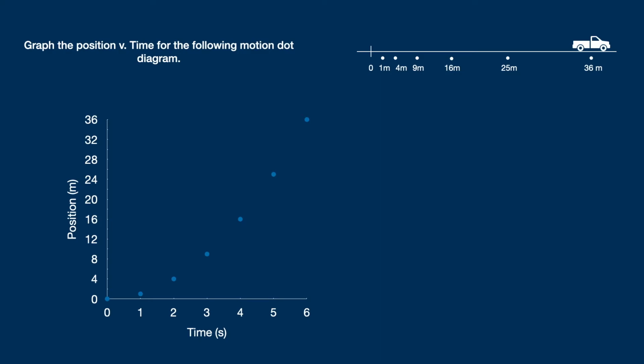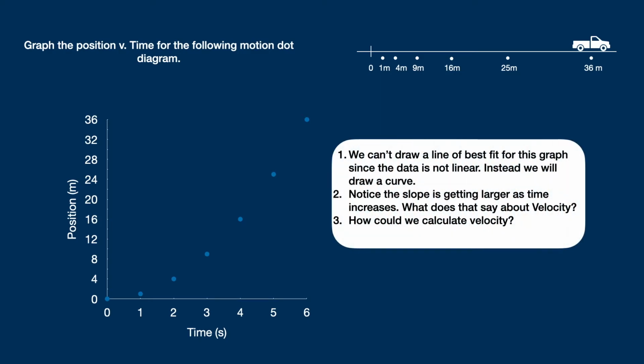So a couple of things to notice here. We can't draw a line of best fit for this graph because the data is not linear. We will look at, in a few labs actually, how to linearize data. You can actually do that with this data and get some values, but we'll look at that when we get to a certain lab.